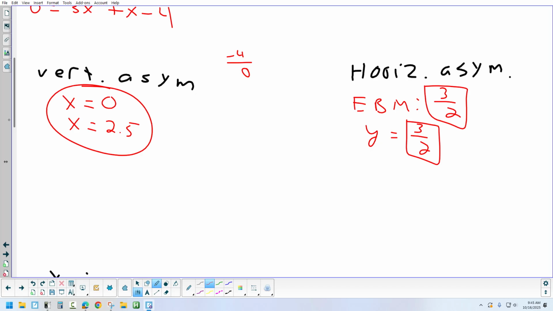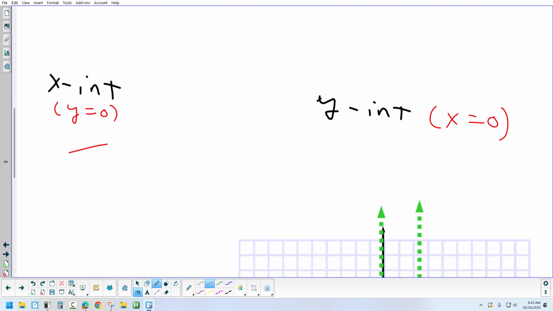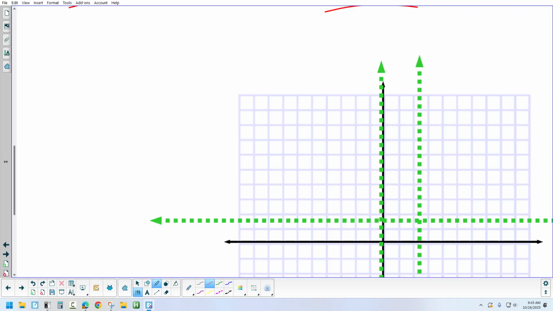Yeah? Maybe it won't cross the y-intercept. Yeah, it's never going to cross the y-axis. There isn't one. You can't cross the y-axis if you have a vertical asymptote on the y-axis. Okay? So we can see that just by looking at the picture. You never can cross a vertical asymptote.